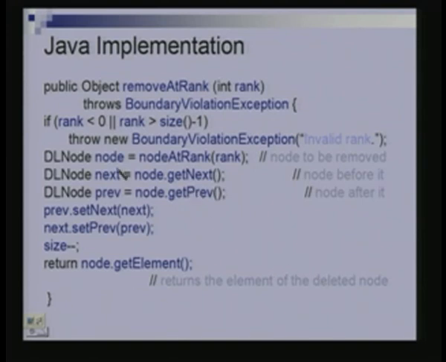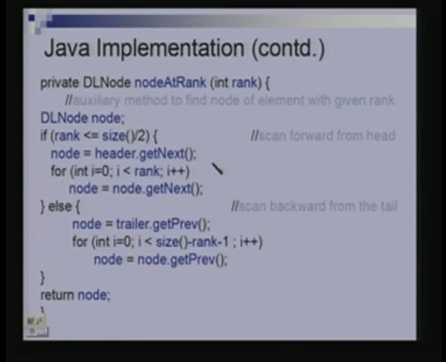Once again, I am assuming the procedure nodeAtRank, which given a rank tells me which is the node sitting at that rank. Now, how do I implement this procedure nodeAtRank? Well, there is nothing else I can do except to march through the list and keep incrementing my counter until I reach that rank.